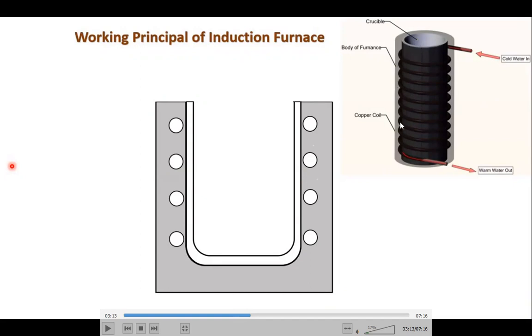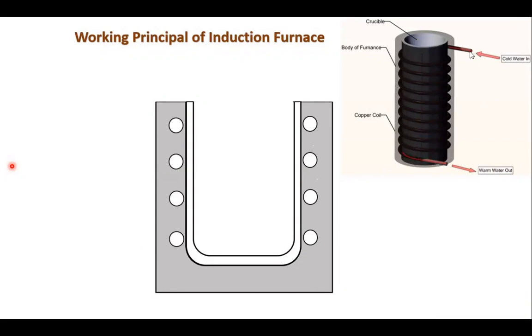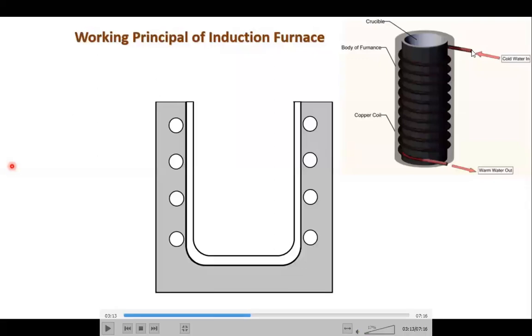So this is the body of the furnace, and it has a copper coil. These are the copper coils which are used. The copper coils are made of a hollow shape, so that from one end cool water is sent in. From the other end, the water, now warm, is passed out.